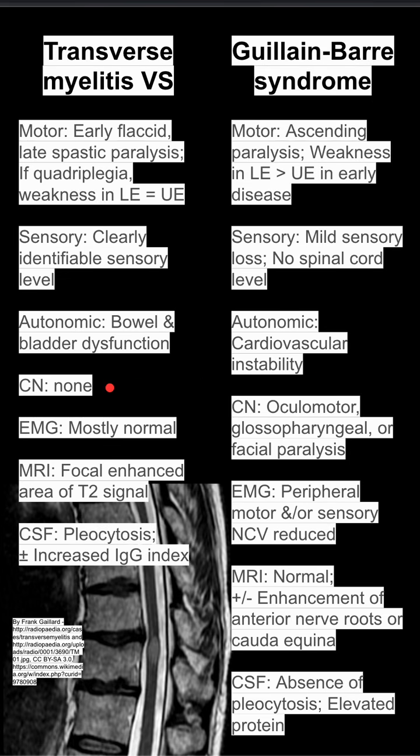No cranial nerve problems in TM. In GB, you'll have oculomotor, glossopharyngeal, or facial paralysis. The EMG is normal in TM. The EMG shows peripheral motor and/or sensory reduction in GB.